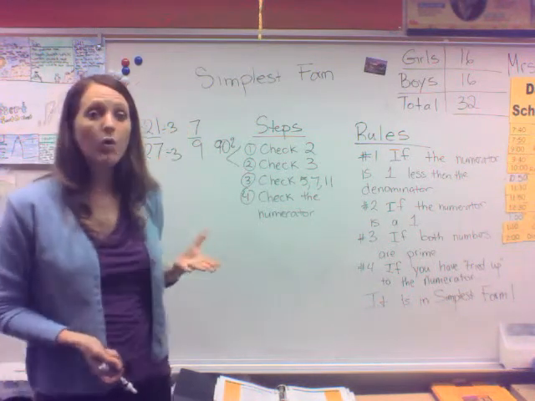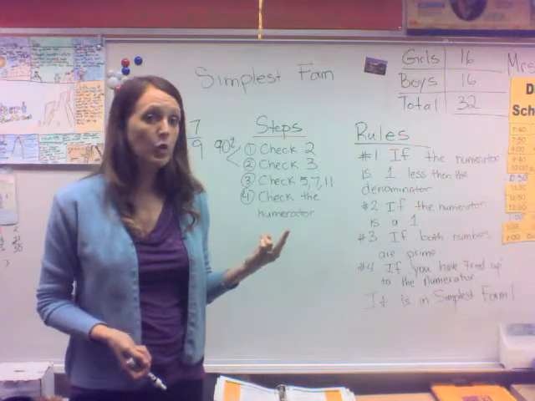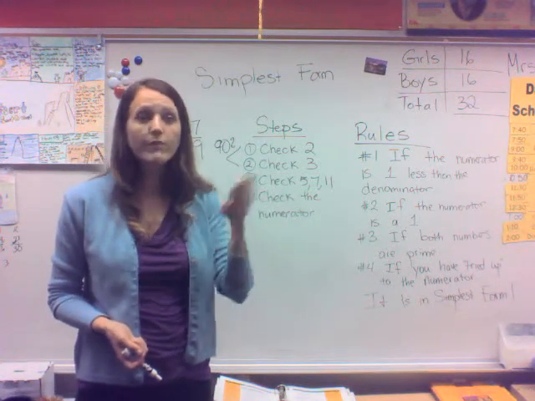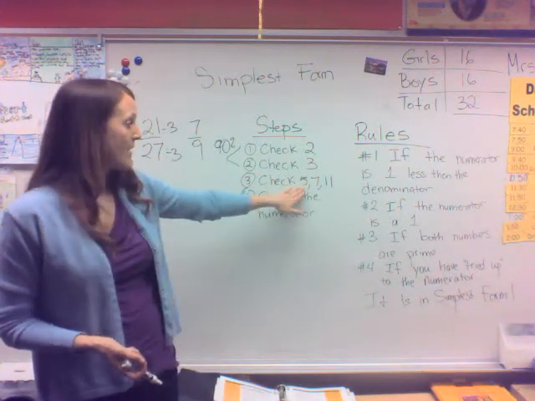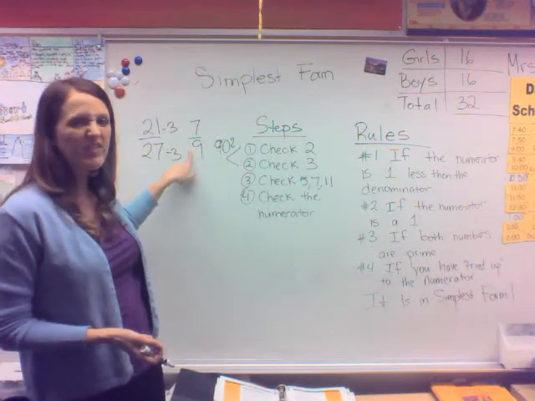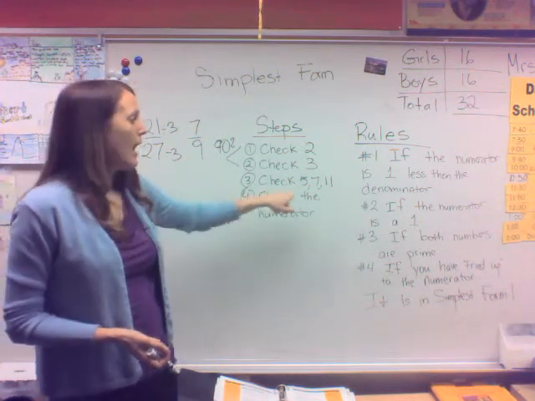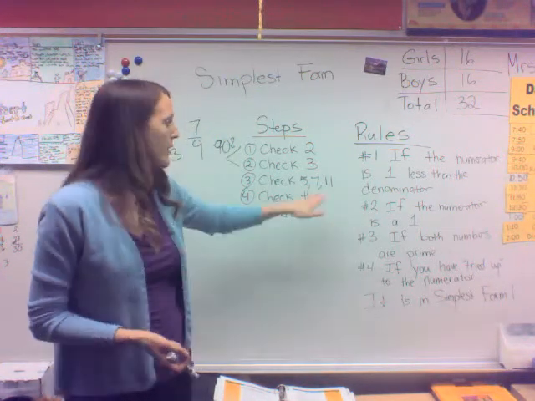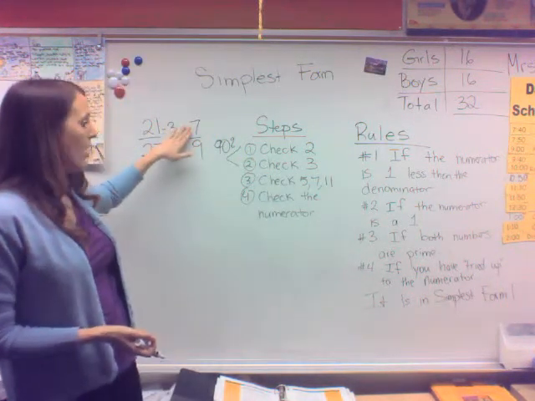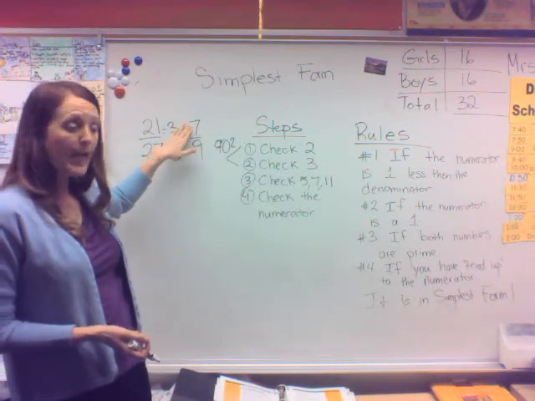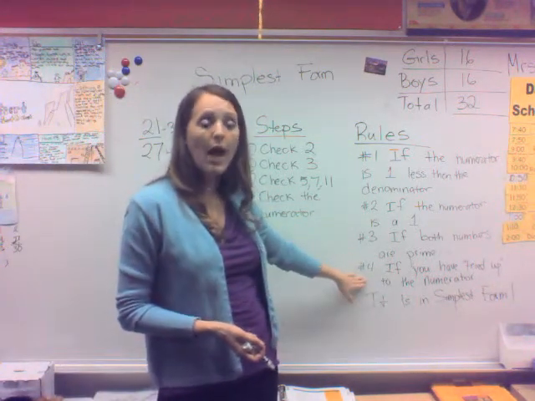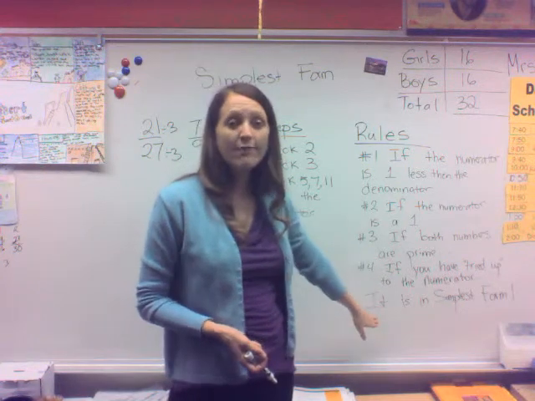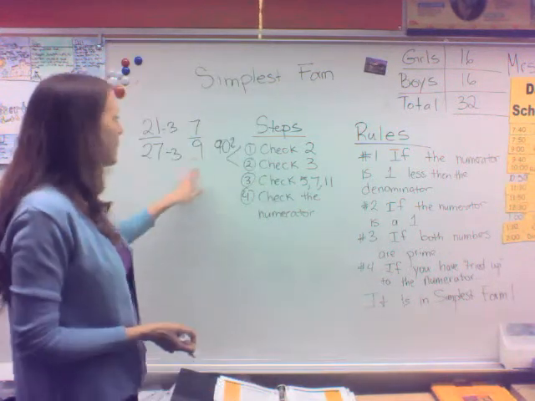I get to skip 4 because 4's will only work if 2's work. So once you said 2 doesn't work, 4 won't work. I have to try 5. Does 5 work for both of these? No. I get to skip 6 because if 2 and 3 didn't work, 6 won't work. So I have to try 7. Oh, I've tried up to my denominator. There's my rule 4. I've tried up to my denominator. Therefore, I know this number is in simplest terms.